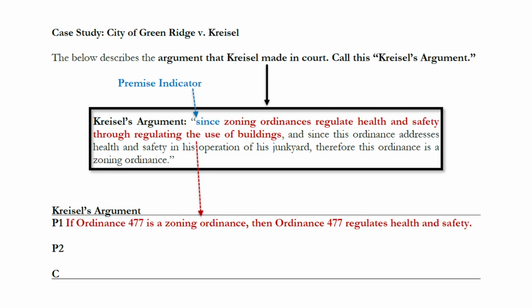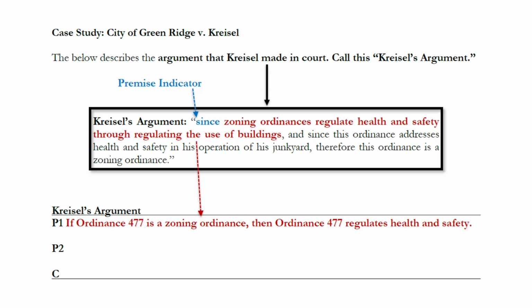Let's begin with the first statement in the argument description. Since zoning ordinances regulate health and safety through regulating the use of buildings. The first thing we should notice here is the premise indicator since. This tells us that what we are looking at here is a premise of the argument. Now you will notice that in the argument outline, I've written this statement as a conditional in the if-then form. You might wonder, why is this? As the argument is written, the statement takes neither the if-then formulation nor the only if formulation.